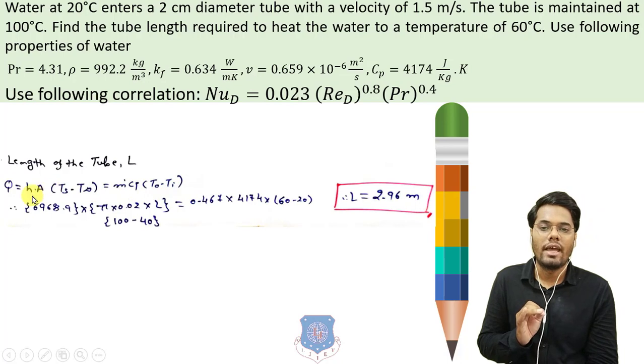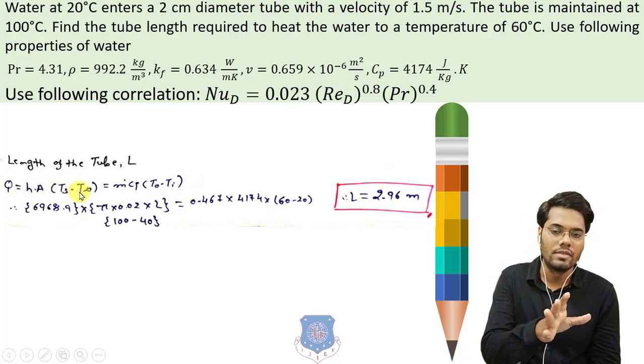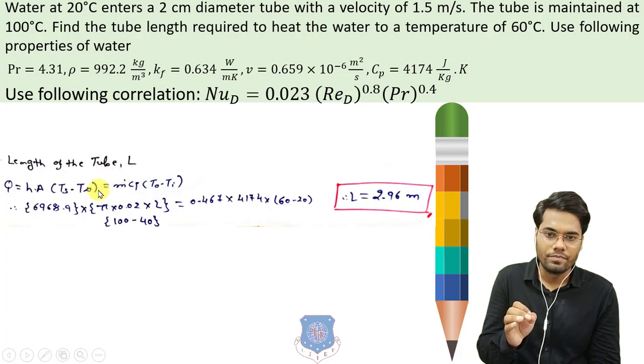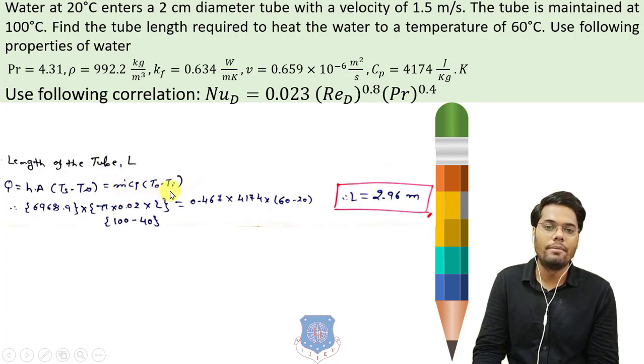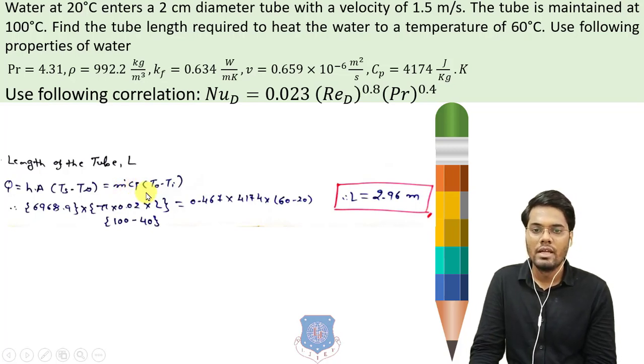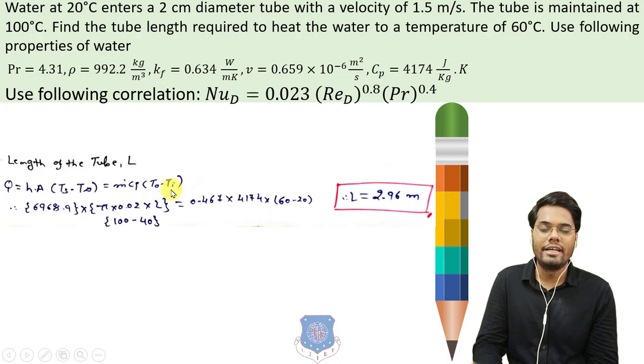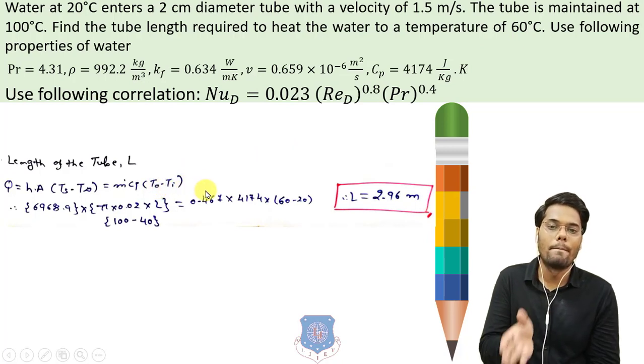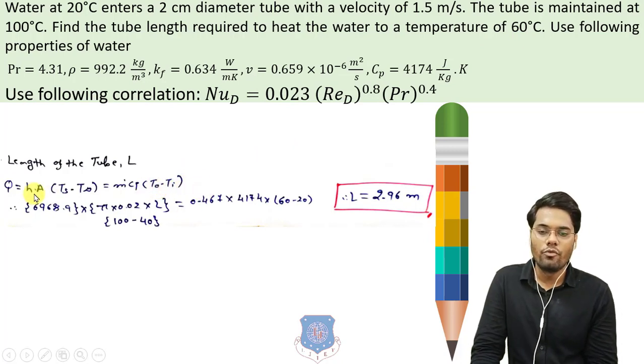In this equation, h is the convective heat transfer coefficient, A is the surface area, so that is pi dl, and this is a temperature difference, surface temperature minus the mean temperature, T infinity, equal to mc delta T. Here m is the mass flow rate, Cp is the specific heat, and this is To minus Ti, outlet temperature and inlet temperature. Here the outlet temperature is higher, 60 degrees Celsius, so higher temperature minus lower temperature. The value of h we have already calculated as 6968.9.